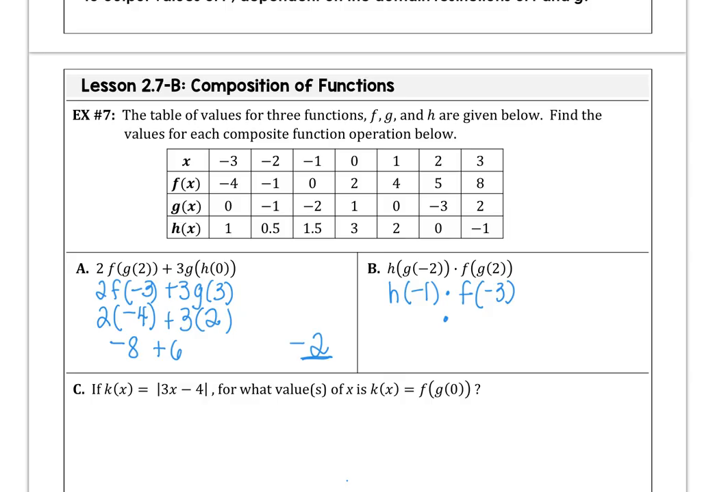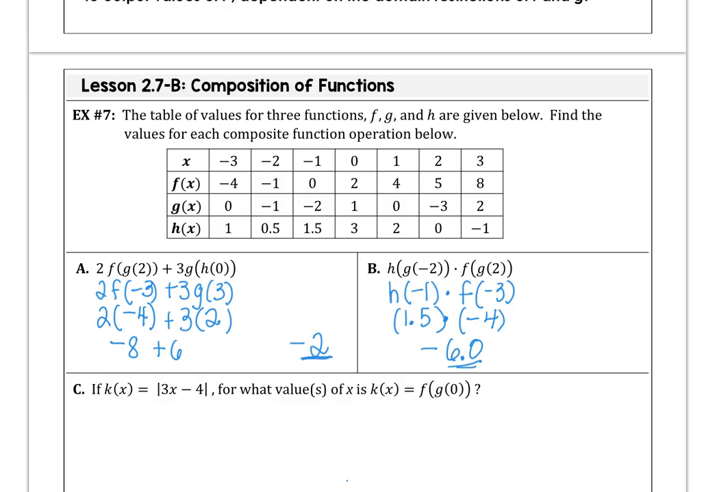And then before we multiply, we need the h of -1. So the h of -1 is 1.5. And we need the f of -3. The f of -3 is -4. So 1.5 times -4 would be -6. So these are not too hard. You just have to be careful with them.